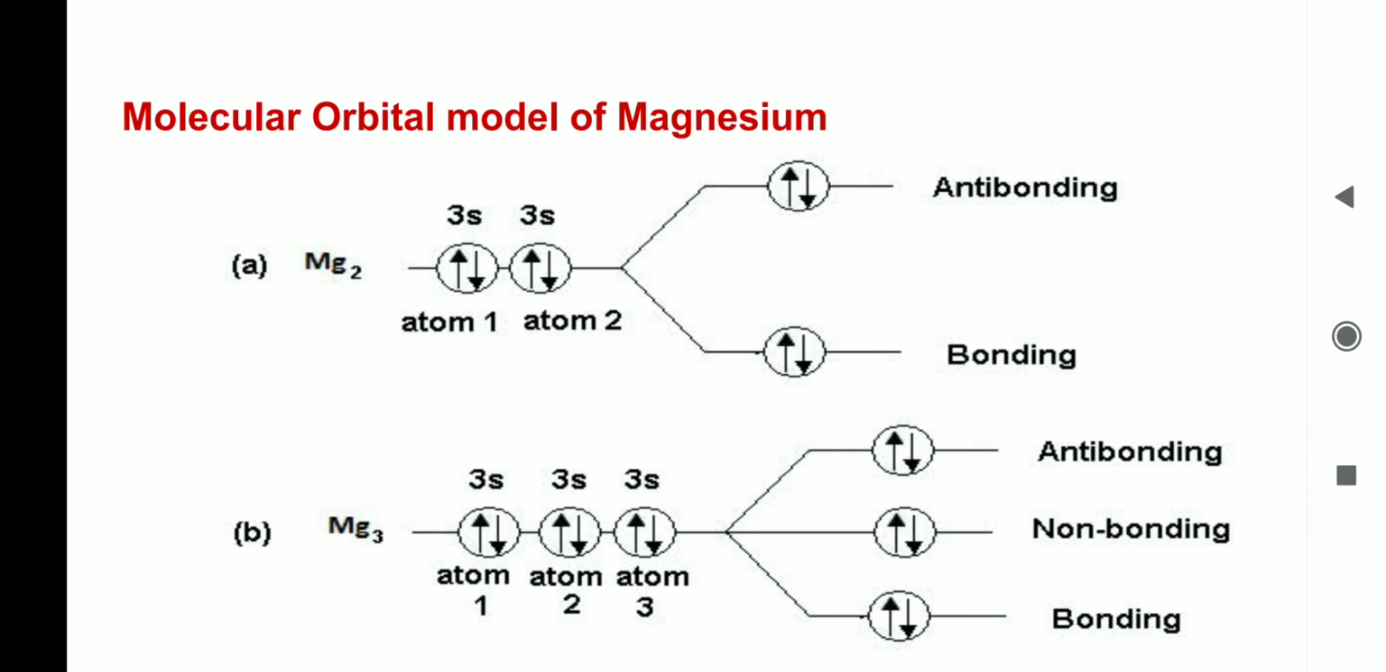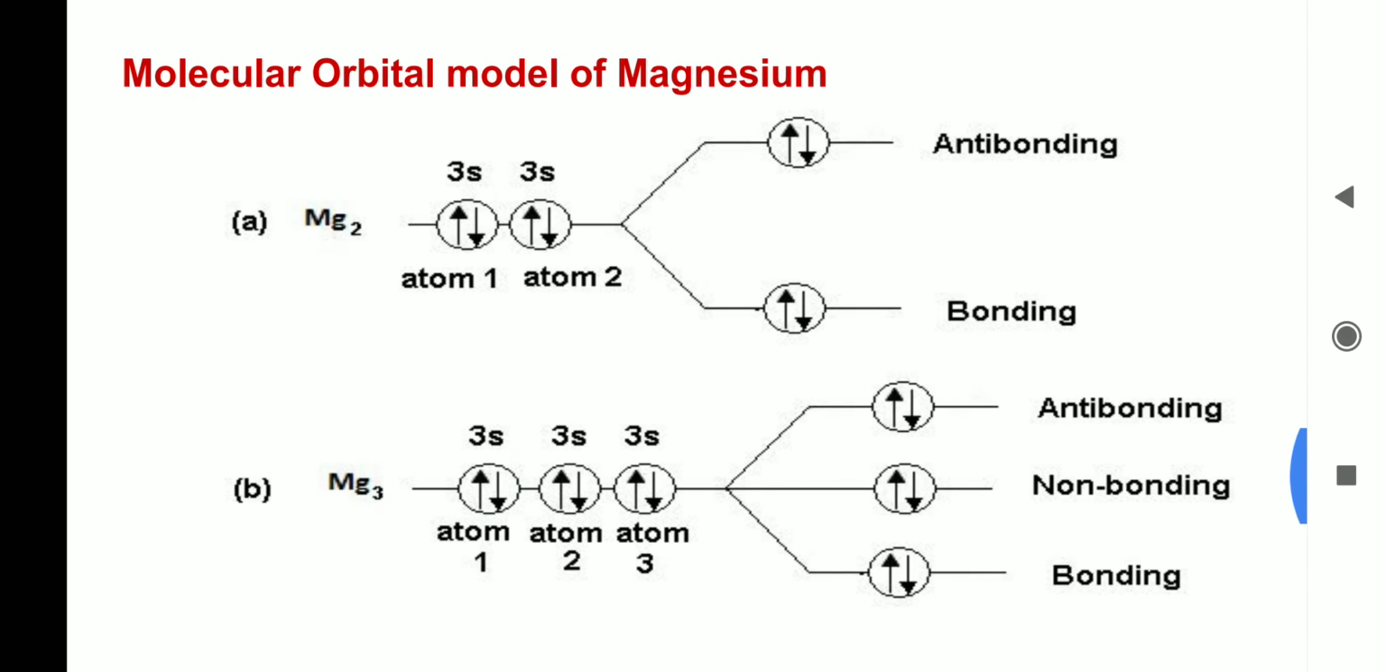Now on the same lines, we can talk about the molecular orbital diagram of magnesium. Magnesium has the electronic configuration 1s2, 2s2, 2p6, 3s2. So the 3s orbital is going to participate in the formation of bands or molecular orbitals. In the case of Mg2, the 3s2 of atom 1 and atom 2 combine, leading to the formation of bonding and antibonding molecular orbitals. Since there are 4 total electrons in atom 1 and atom 2, we will fill all those 4 electrons, and hence bonding as well as antibonding molecular orbitals will be completely filled.